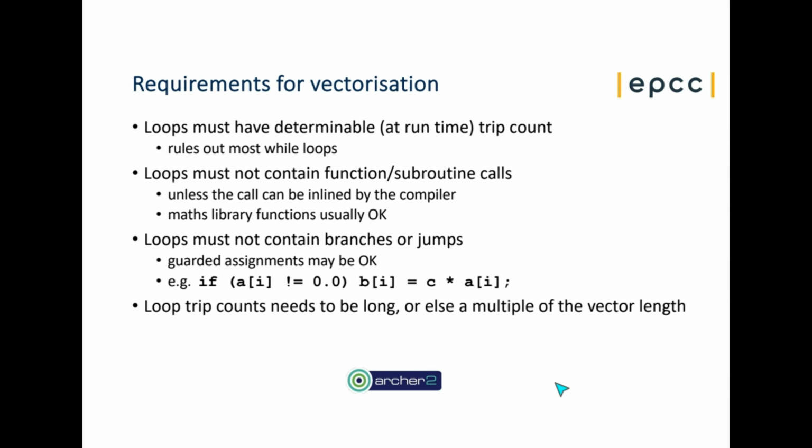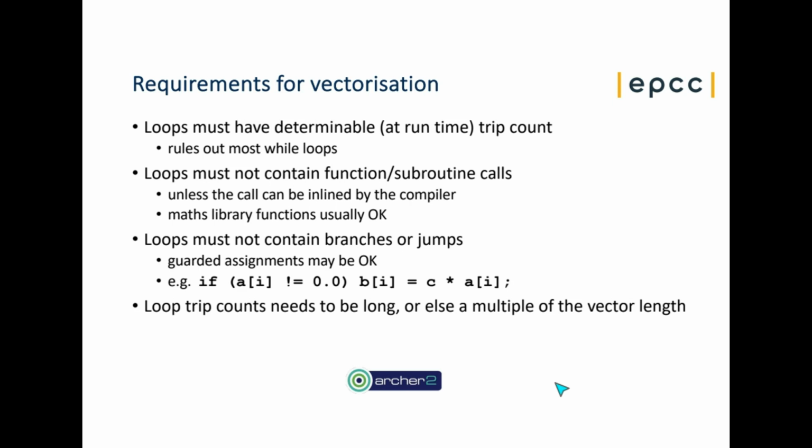So what are the requirements of our loops in order for vectorization to take place? Well, the first one is that the loops must have a determinable trip count at runtime. What does that mean? It means that it must be possible to compute before the loop starts how many loop iterations there are going to be. It doesn't have to be known at compile time, but it has to be computable at runtime. That tends to rule out most while loops, where that information cannot be computed easily at runtime.